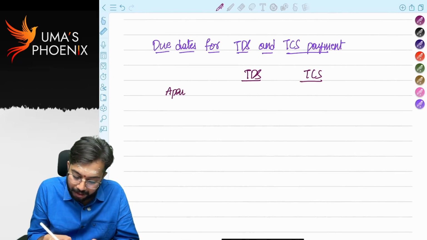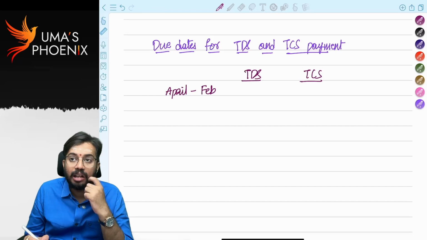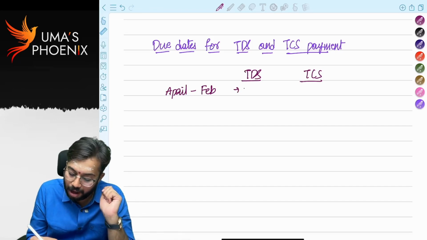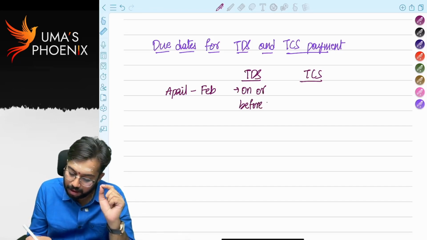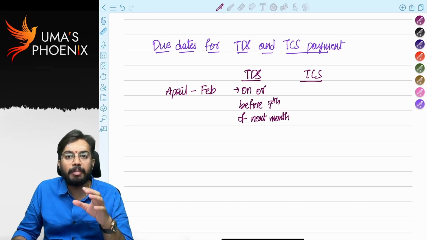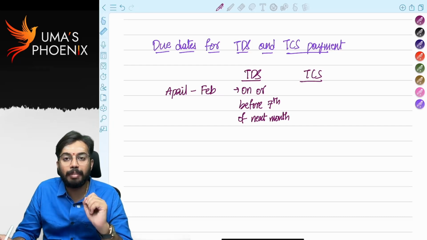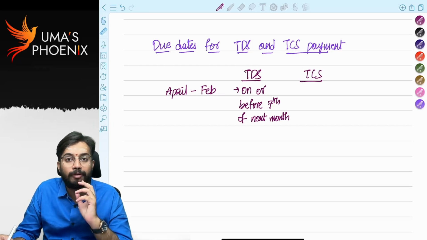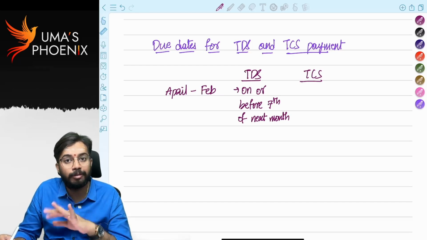From April to February, whatever TDS is deducted in a month, the TDS amount should be deposited on or before the 7th of the next month. What is the due date? On or before the 7th of the next month. Let's say TDS deducted in the month of April should be deposited on or before 7th May. TDS deducted in the month of August should be deposited on or before 7th September. TDS deducted in the month of February should be deposited on or before 7th March.